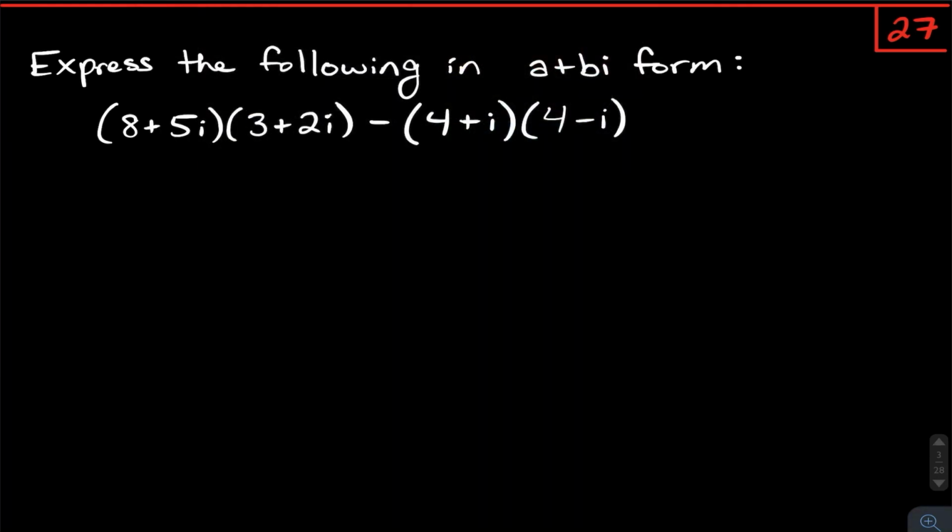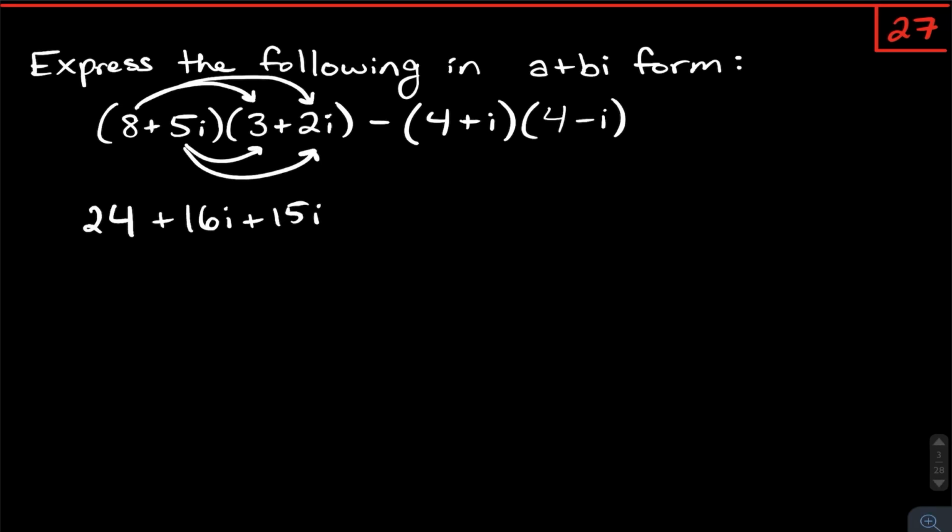Okay, so let's go ahead and try this, right? Let's start by multiplying this 8 times the 3, right? That gives us 24. Then we can multiply the 8 by 2i. That would give us 16i. Multiply the 5i by 3 to get a 15i. And multiply the 5i by 2i to get a plus 10i squared. Okay? And let's do the next one.